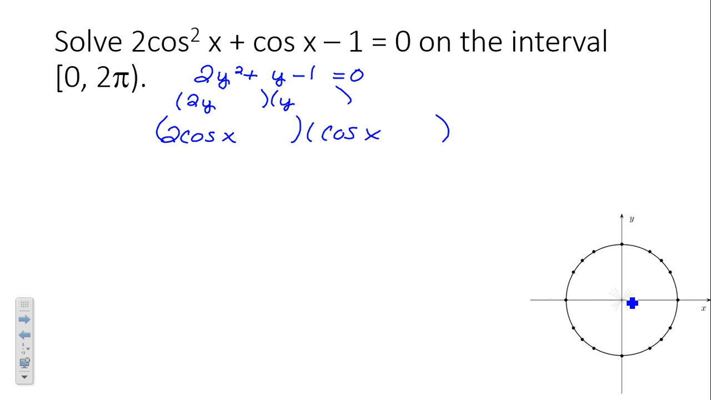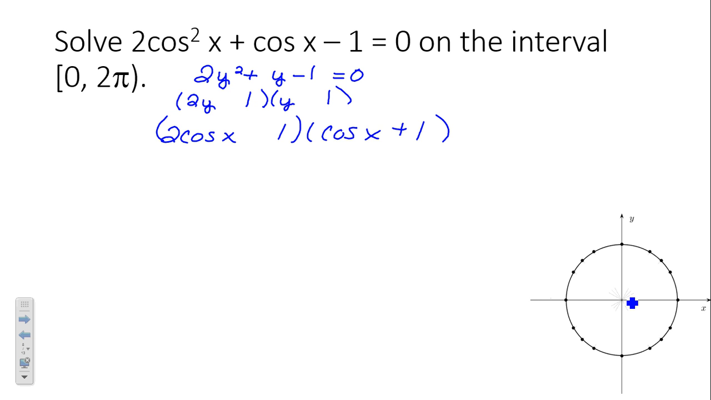Now, what are factors of 1? 1 and 1, right? But we want them, when we multiply it all out, to have a positive 1 in the middle, don't we? So where do we need to put our plus sign, and where do we need to put our minus sign? We want the plus to be the 2, right? And this is the net result of getting 2.